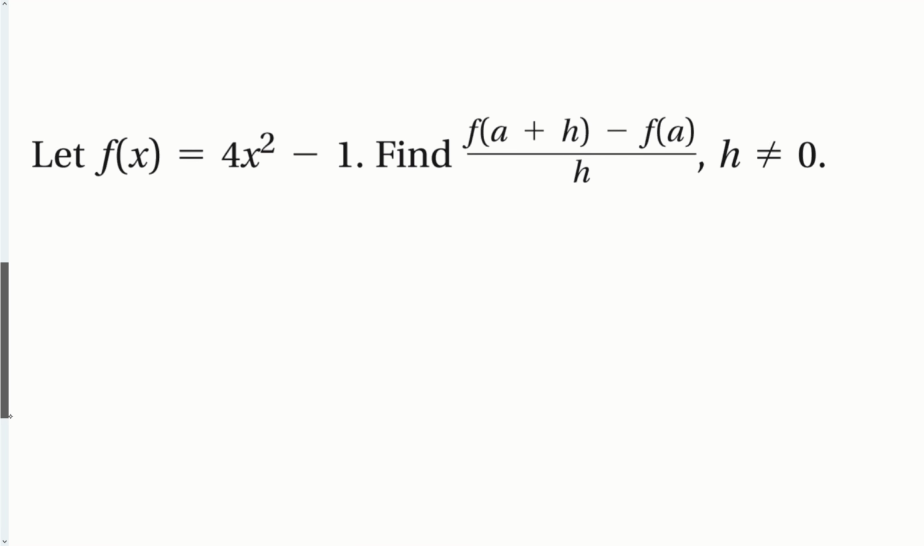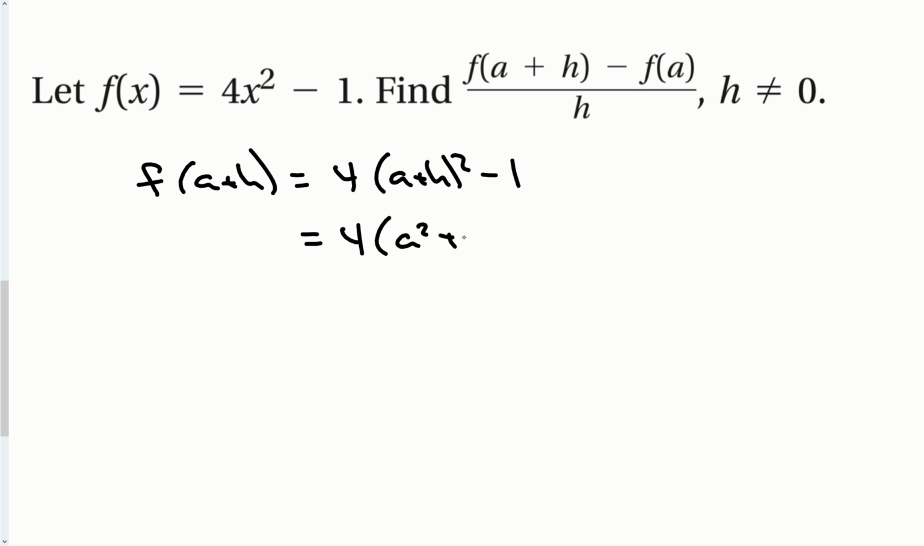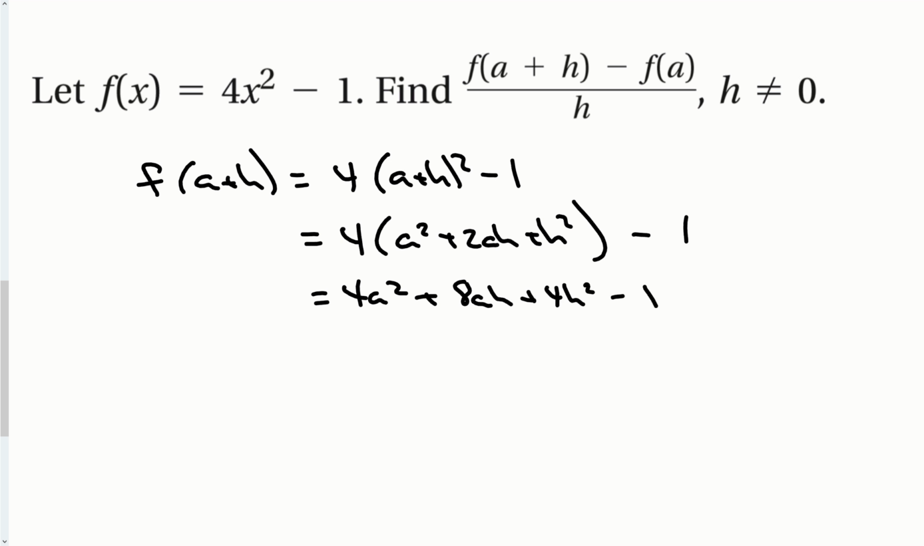Let's try a little harder one. A parabola. The slope of a parabola is always changing, so my difference quotient is going to have a variable in it. Let's break this down again. So I replace every x with a plus h. So that's 4 times a plus h squared minus 1. I'm going to have to work this out. Do not multiply first. Exponents come first. So that's 4 times a squared plus 2ah plus h squared minus 1, which is 4a squared plus 8ah plus 4h squared. A lot of weird letters running around here, but that's okay.